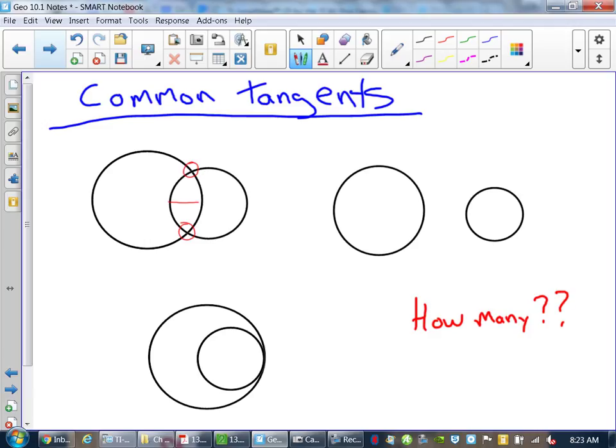What's a tangent again? Where it touches it. Oh, wait. Could it be like right here? No, because that goes through. Yeah, that's how that would look. Okay. Now, what would you do for the second one?